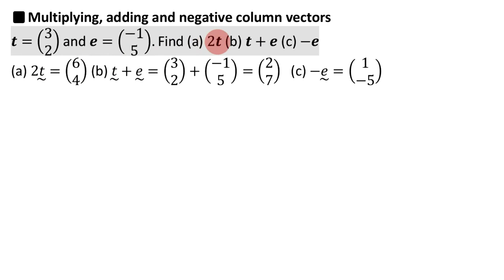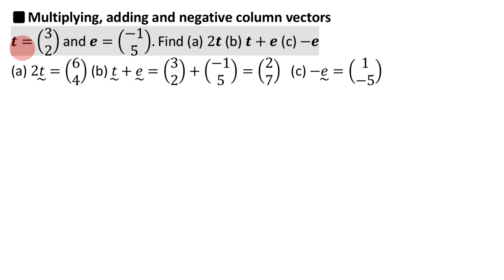So if I have 2 times my vector t, so this is vector t, this is vector e. If I have 2 times it, you just double it, so double that and double that gives you 6, 4 instead, which should make sense. You know, this vector is saying go 3 right and 2 up. If you do that twice, have 2 t's, then you'll not be going 3 right, you'll be going 6 right and then 4 up, just like it says.